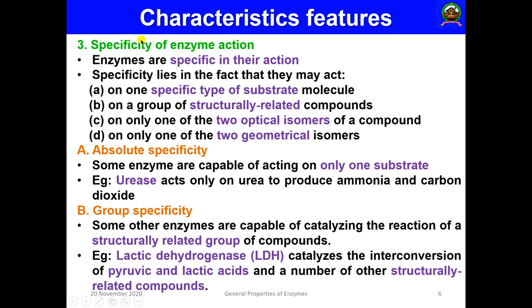Enzymes are so specific. Enzymes are specific in their actions, so they act on a particular type of chemical reaction. The specificity mainly depends upon the following factors. Number one, one specific type of substrate. Because enzymes specifically bind to a substrate, if the type of substrate it is going to bind changes, the enzyme is also changed. Then the group of structurally related compounds.